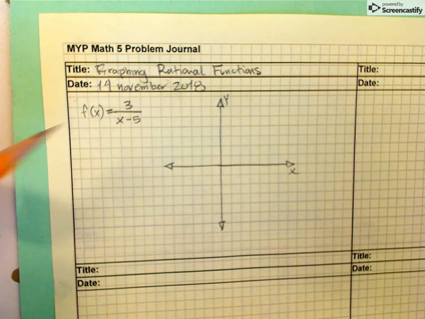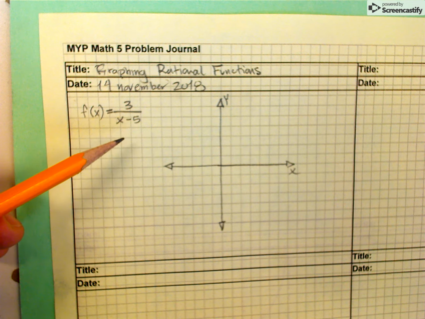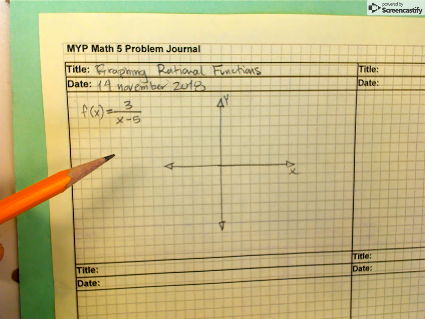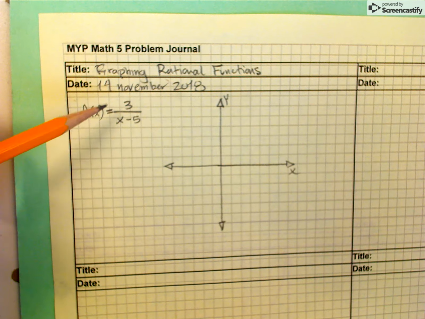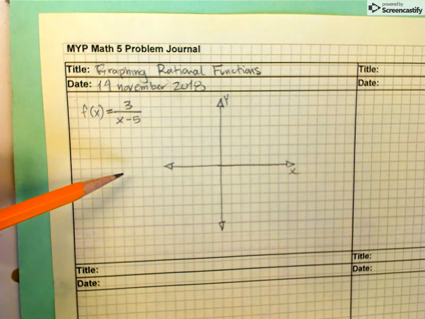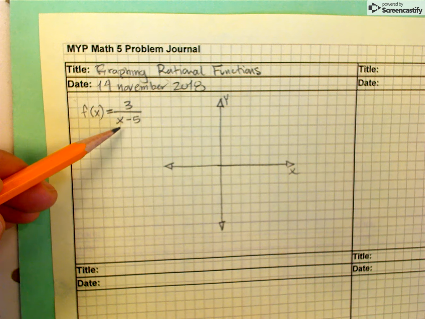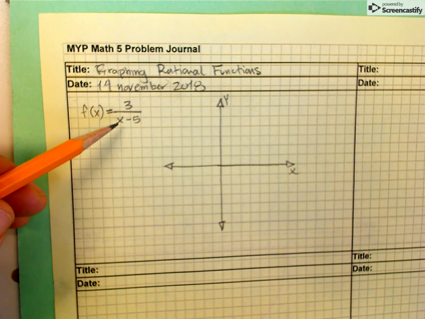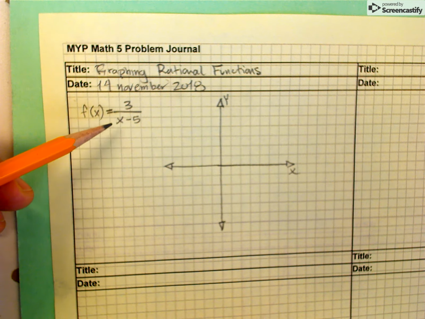The first thing I want to do is locate any vertical asymptotes. Asymptotes are lines that the graph gets closer and closer to, but never quite touches or crosses. This particular function has a vertical asymptote at x equal to 5, because if I put 5 into this function for x, there is no output. The function is undefined when x is equal to 5.